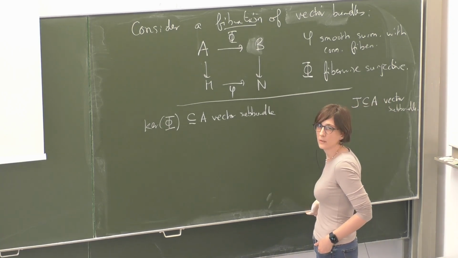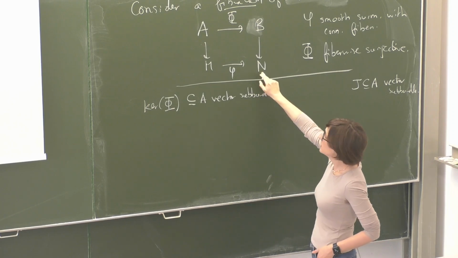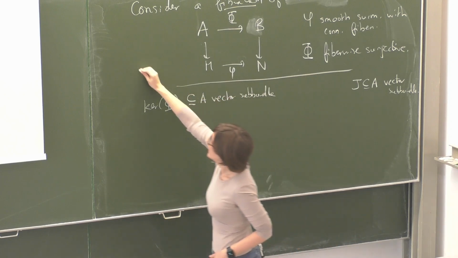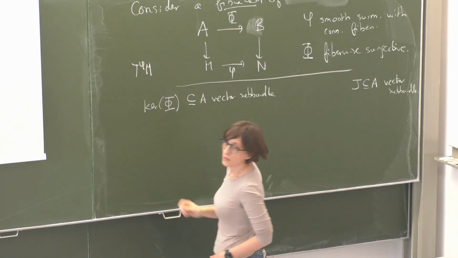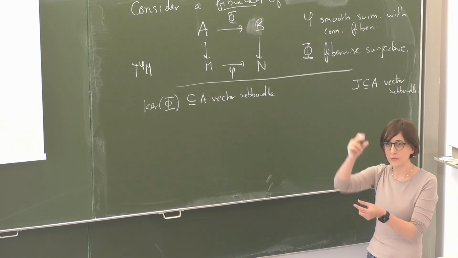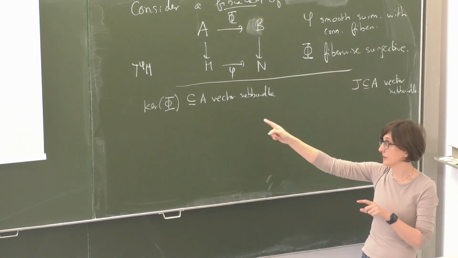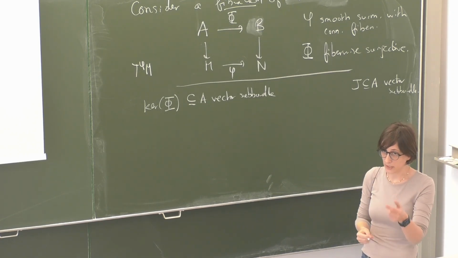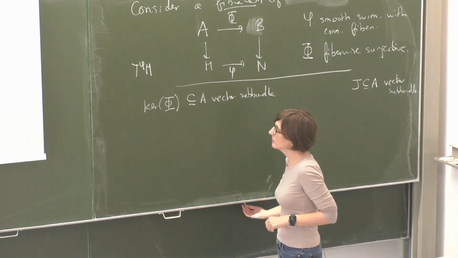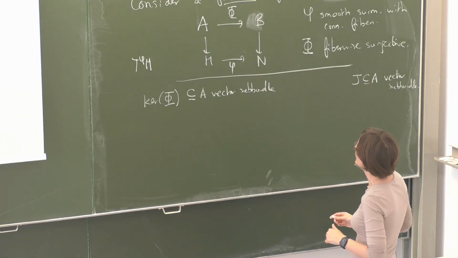But what is wrong when the fibers are not connected? Oh, it's because I want N to be the leaf space of the foliation phi m. And if one of the fibers of phi is not connected, then it will consist of several leaves of this foliation. But I really want the fibers to be leaves. Right? I mean, it's just to organize the definition.